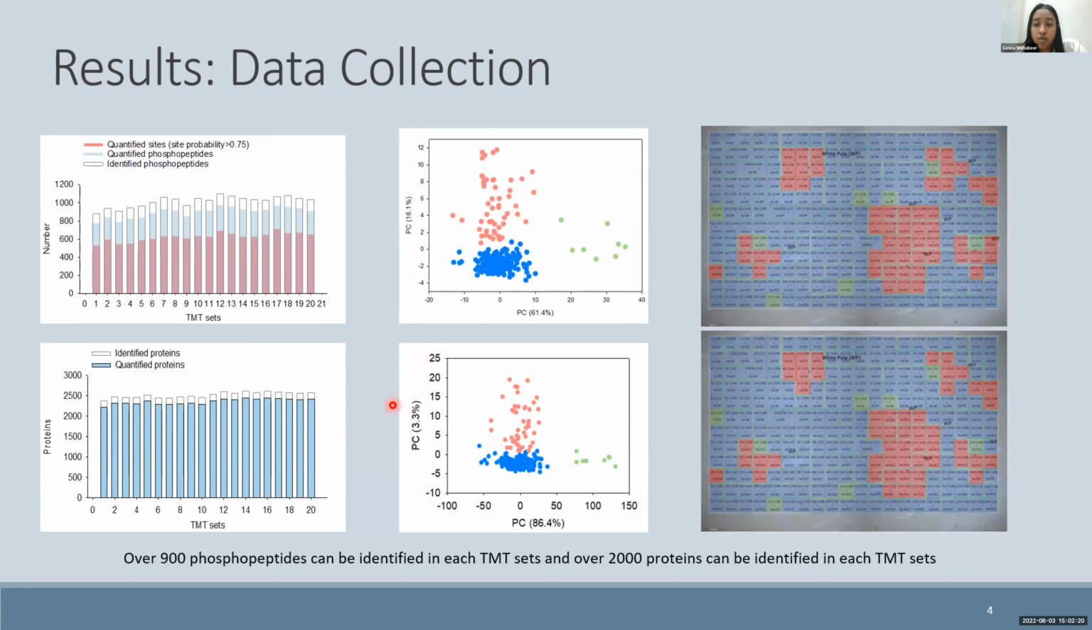The plots here in the middle represent the principal component analysis. So in these plots, the red dots indicate the white pulp regions, whereas the blue dots indicate the red pulp regions, and the green dots represent an unknown region. And so using the quantified protein and phosphopeptide data, we looked for gene markers that could help distinguish the red and white pulp regions here.